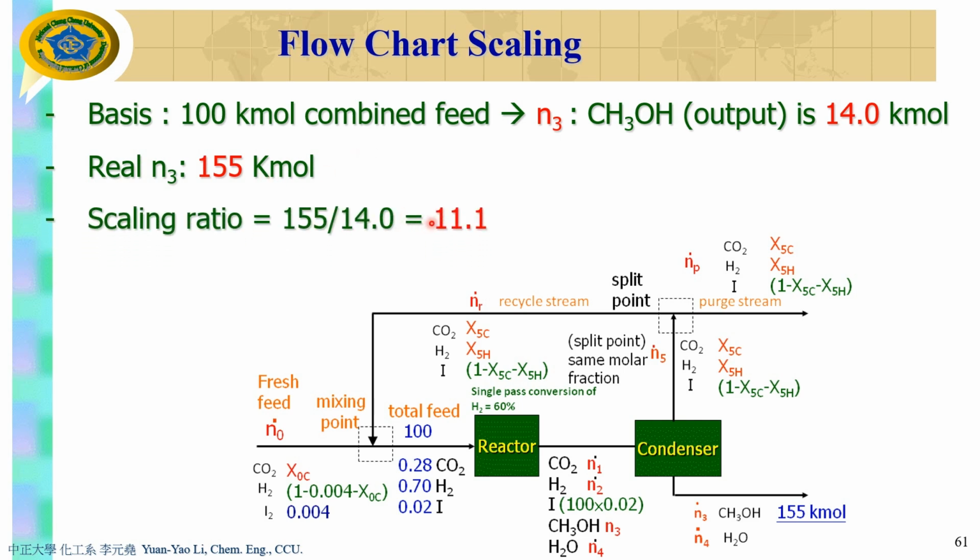So that will be 11.1 times more. So all the N0, N1, N2, N3, N4, N5, NP and NR, you need to multiply by 11.1. And that's the right answer. So that's what we call scaling. So if you go to the table, 142, you can get a scaling table. Okay?